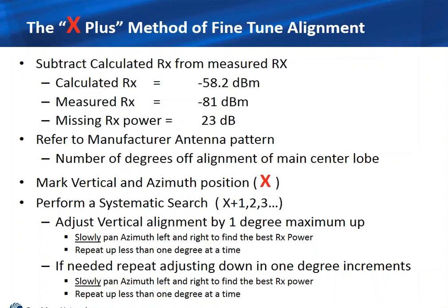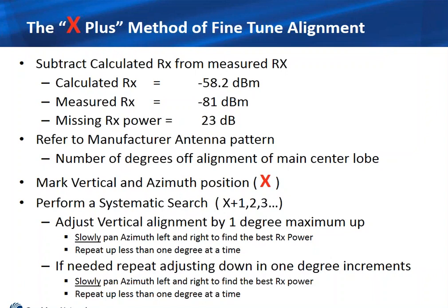But now I want to take a look at what my calculated receive power number is. Then I'm going to look at my measured number. And if they're the same, my alignment is done. I don't have to do anything more because the values meet the calculated numbers. If there's a difference or there's missing receive power, I have to figure out how do I get from where I am to where I want to go.